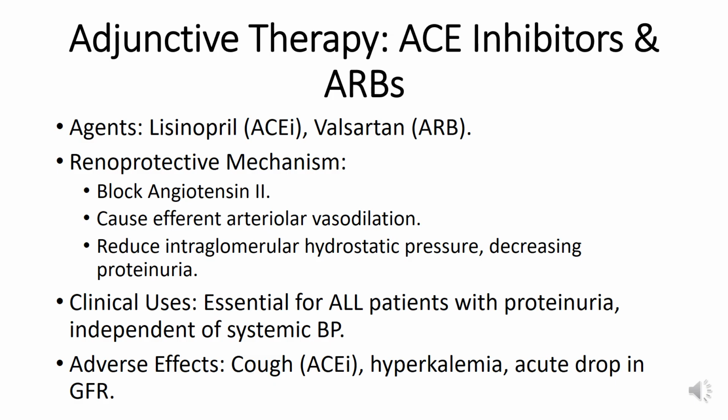This reduction in intraglomerular hydrostatic pressure is extremely important. Less pressure means less mechanical injury to the filtration barrier. Protein loss in the urine decreases. This reduction in proteinuria is one of the most valuable effects of these medications. Lower proteinuria is associated with slower progression of chronic kidney disease. This is why angiotensin-converting enzyme inhibitors and angiotensin II receptor blockers are considered renoprotective drugs.